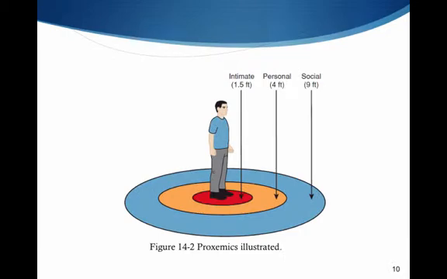This is Proxemics Illustrated. This is 14.2 in your book. Very simply, intimate space is going to be in the red. Personal space, out to 4 foot. And then social space.